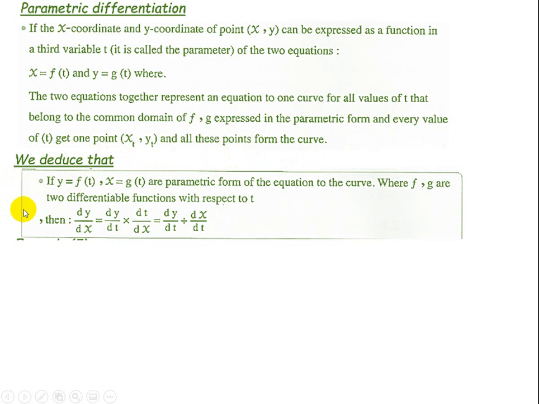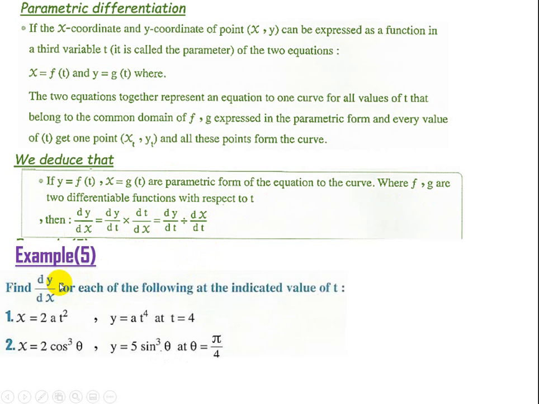We deduce that if you have functions y = f(t) and x = g(t) as the parametric form of the equation of the curve, where f and g are two differentiable functions with respect to t, then dy/dx = dy/dt times dt/dx, or dy/dt divided by dx/dt. For example, to understand it, find dy/dx for each of the following at the indicated value of t: x = a t^2, y = a t^4 at t = 4.